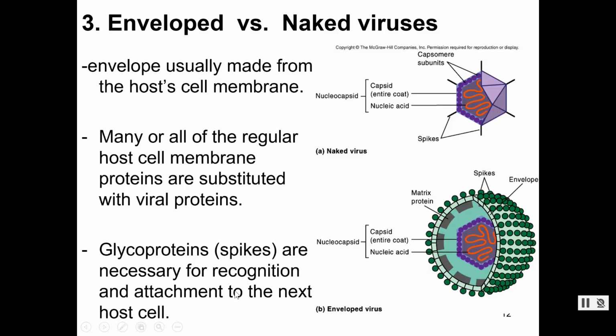They're necessary for recognition and attachment to the next host cell. These spikes, these glycoproteins, determine what type of host it can attach to. For SARS-CoV-2, it attaches to cells in the lungs, and that's why you have the respiratory issues involved in the disease. Either way, whatever's on the outside has proteins that allow attachment. If it is a non-enveloped or naked virus, it also has glycoproteins or spikes that function to attach to a host cell.